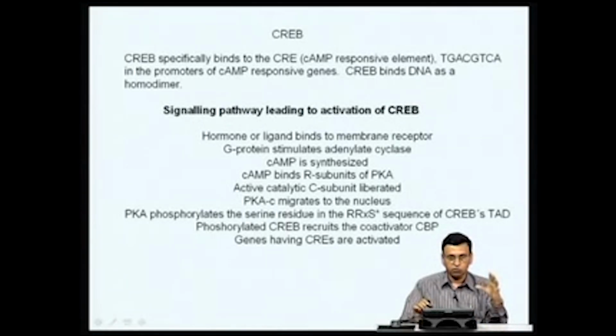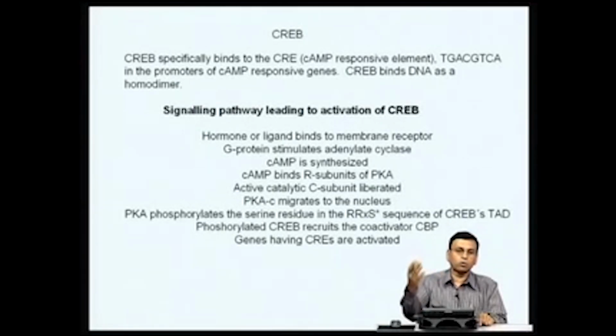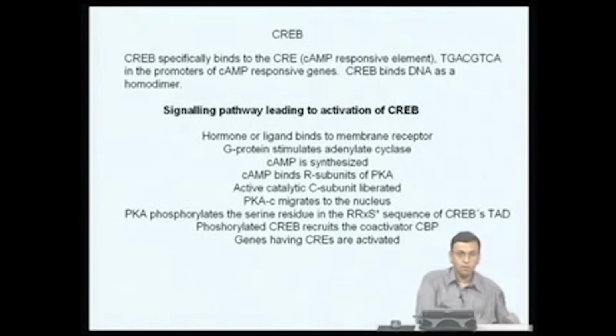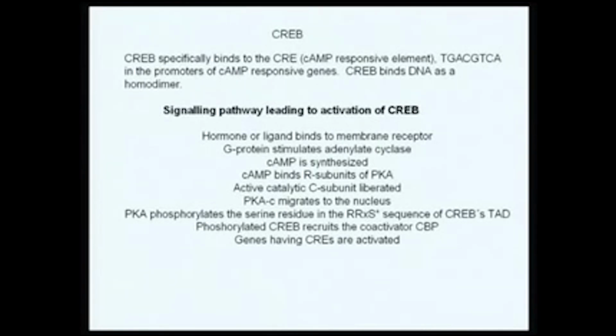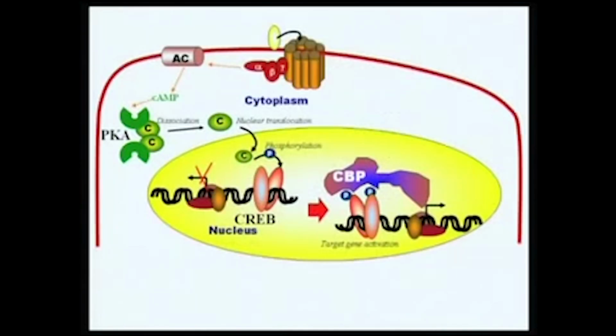And once CREB is phosphorylated, in the phosphorylated form, CREB is now recognized by a histone acetyltransferase called the CREB binding protein or CBP. Once CREB binds to the CBP, CBP acetylates the histones in the immediate vicinity and makes the histones fall apart, thereby facilitating the recruitment of TAFs and the pre-initiation complex, and therefore the transcription can take place and all the genes having cyclic AMP response element now will get activated. So, this is the basic scheme of transcriptional activation by CREB or cyclic AMP response element binding protein.